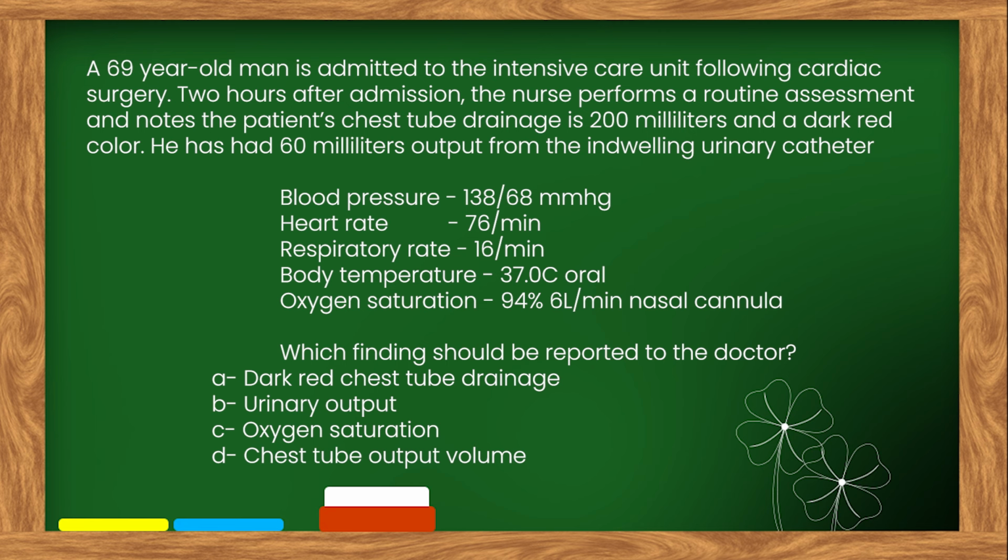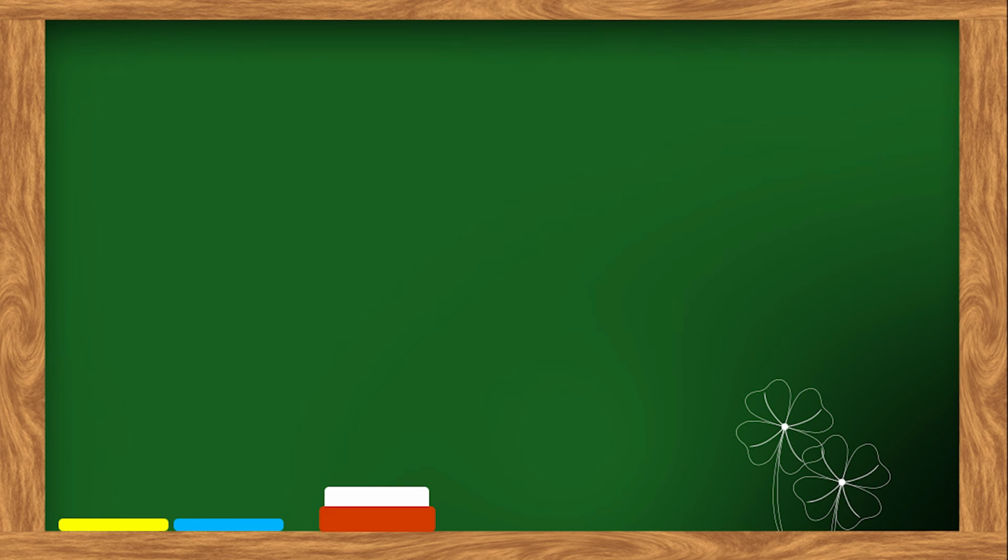The right answer is option A. Dark red chest tube drainage. Here is our next question.